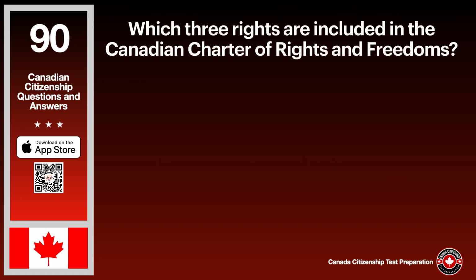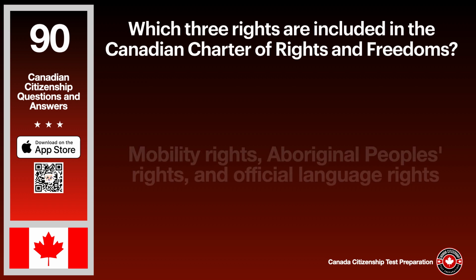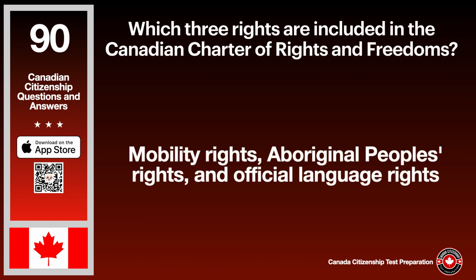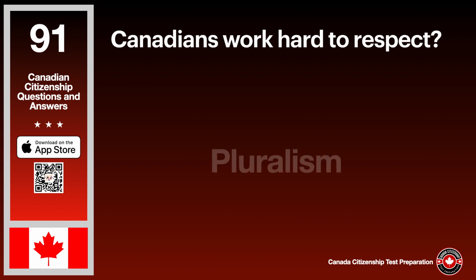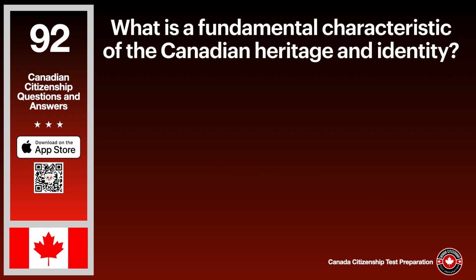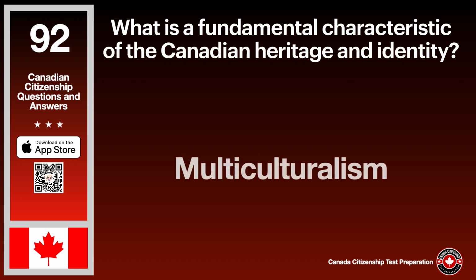Which 3 rights are included in the Canadian Charter of Rights and Freedoms? The answer is mobility rights, Aboriginal people's rights, and official language rights. Canadians work hard to respect? The answer is pluralism. What is a fundamental characteristic of the Canadian heritage and identity? The answer is multiculturalism.